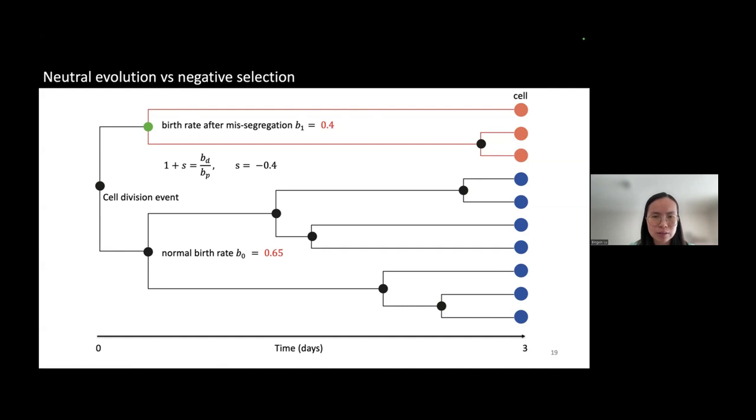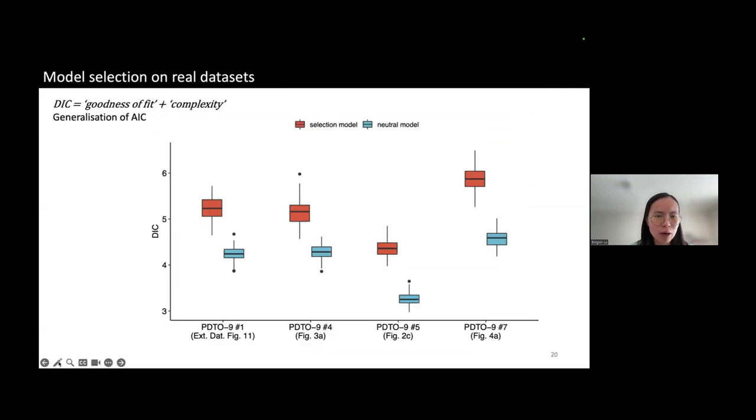To validate this, we use model selection. We use a criterion called DIC, which can measure both the goodness of model fit and the complexity of the model. We run our modeling approach on both the selection model and the neutral model. Here you can see the DIC values for the neutral model are smaller. The smaller value indicates the model fits the data better. So using these four individual data sets, we didn't find evidence for negative selection.